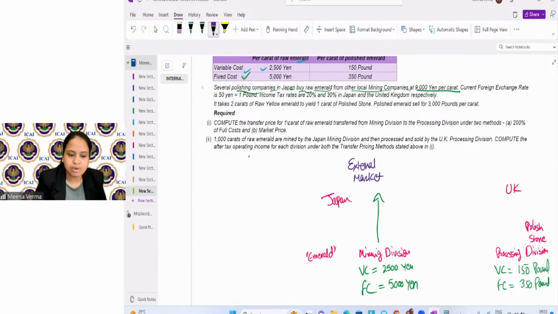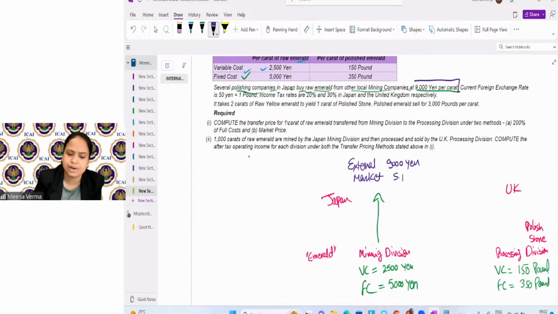What is the external market for this product? There is an external market for this product. Okay, it is given here. And in the external market, at what price are they buying it? Not rupees, 9,000 yen per carat. 9,000 yen per carat is the price at which the other people are buying it.